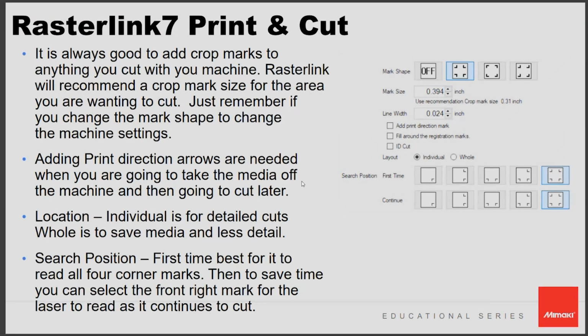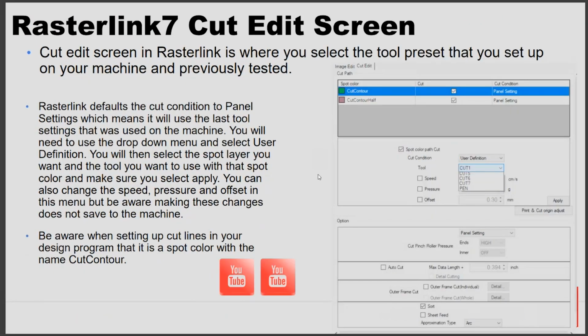I already went over the crop marks and search positions. The edit screen is where you control multiple cuts: you can assign each cut line to a different cut profile on your machine. Say cut 1 is my contour cut or kiss cut, and cut 2 is my half cut. In RasterLink under cut edit, I would make cut 1 my kiss cut and cut 2 my half cut. That way the printer will know, anywhere there's this color, do the half cut, and anywhere there's this color, do the kiss cut.